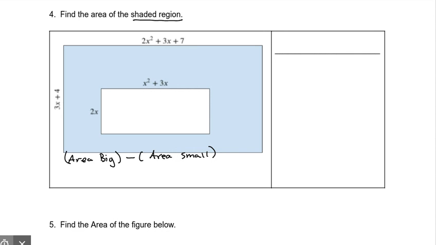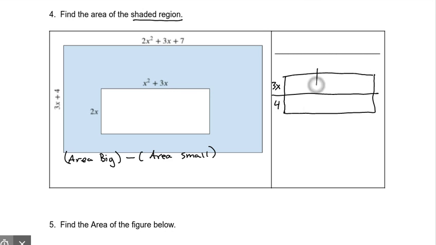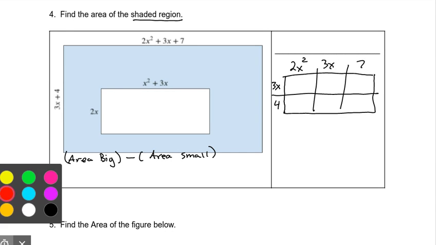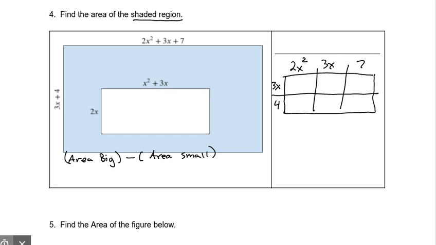So I'm going to make a 2x3 box. My binomial goes on the side, 3x plus 4. My trinomial goes up on top, 2x squared, 3x, and 7. And I do my multiplications. So 3x times 2x squared is 6x to the third. 3x times 3x is 9x squared. 3x times 7 is 21x.